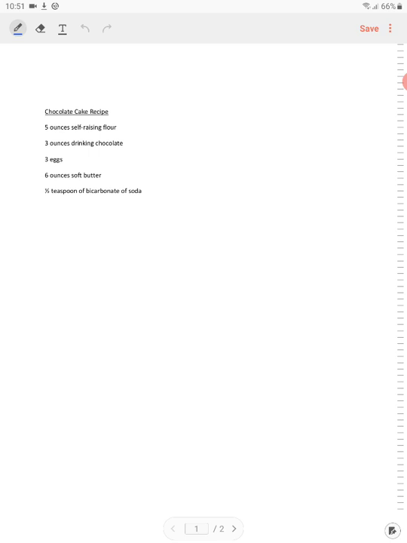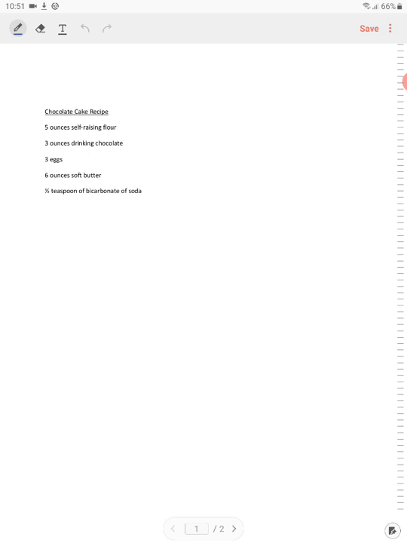Now, recipes are all about ratio. It's comparing one thing with another. So if you're going to make one cake's worth of this recipe, I would need 5 ounces of flour, 3 ounces of drinking chocolate, 3 eggs, 6 ounces of butter and half a teaspoon of bicarbonate of soda. Now that's for one cake, which sort of feeds about 10 people, I suppose.